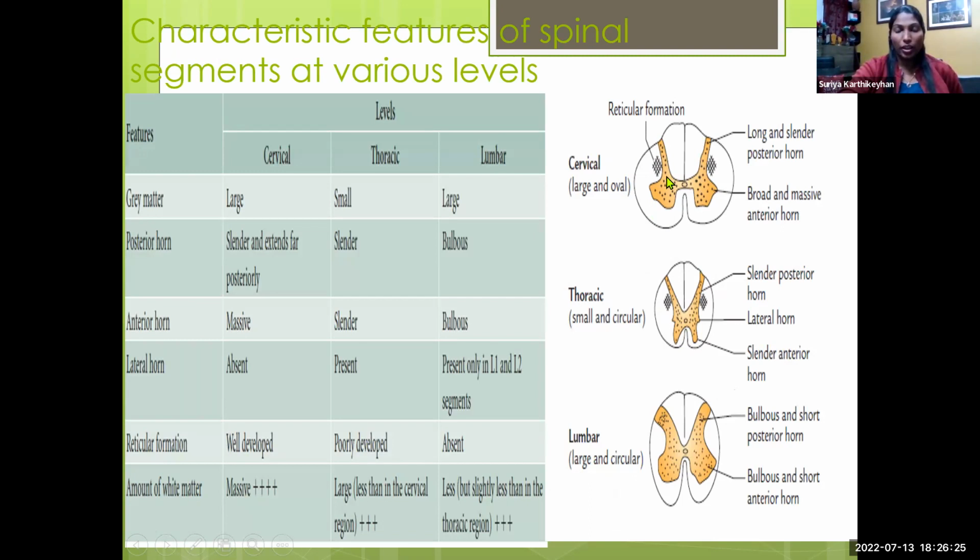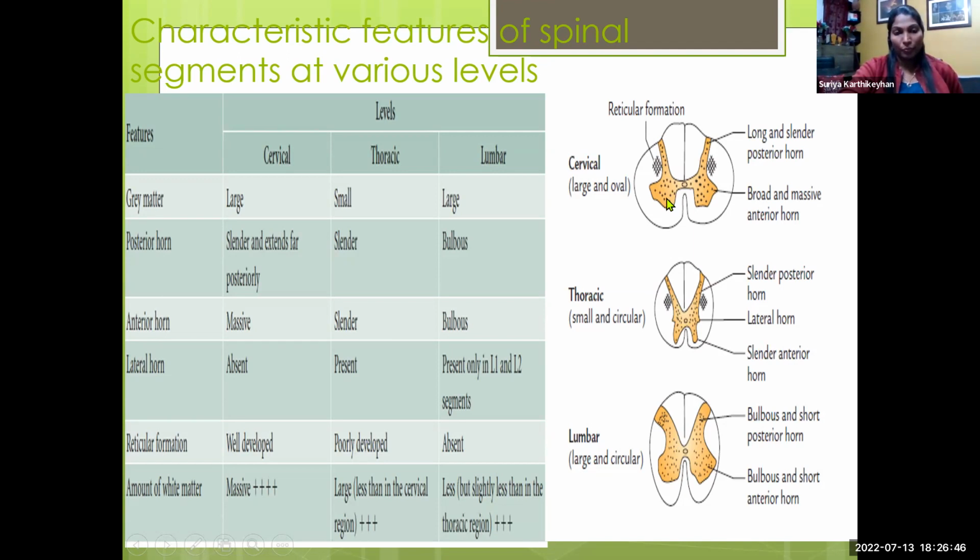And then coming to the posterior horn of gray matter in the cervical region, it is slender and extends posteriorly. Whereas in the thoracic segments, it is slender, it will be reaching laterally. In the lumbar segment, it is bulbar or bulbous. It is not slender, it will be bulbous. Which one? The posterior horn.